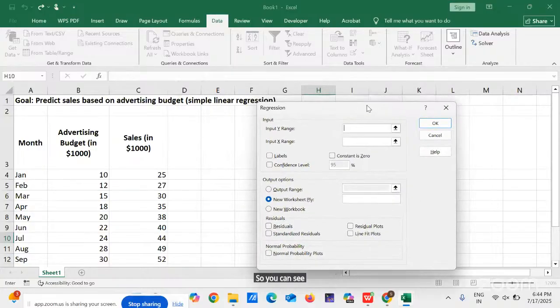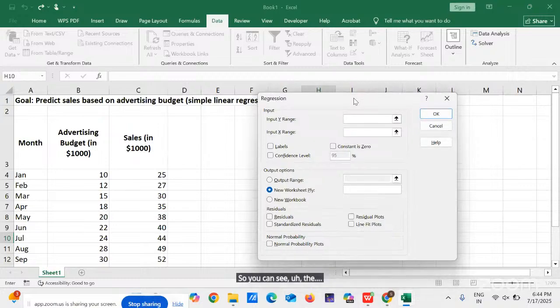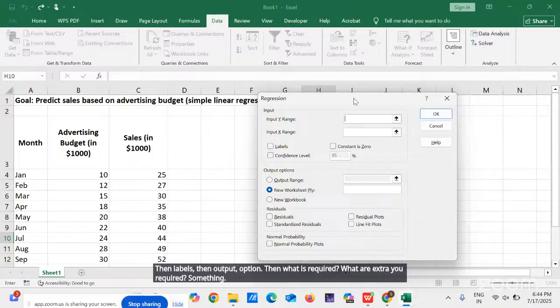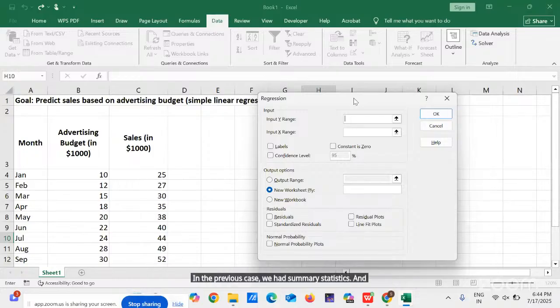So you can see the format. It is similar to what we had in the last class. You will have a space for inputting the values, then labels, then output options, then any extras you require. In the previous case we had summary statistics, and here you can see the residuals in detail, because that is required for checking the assumptions. The important thing is you input the x and y properly. That is very important.